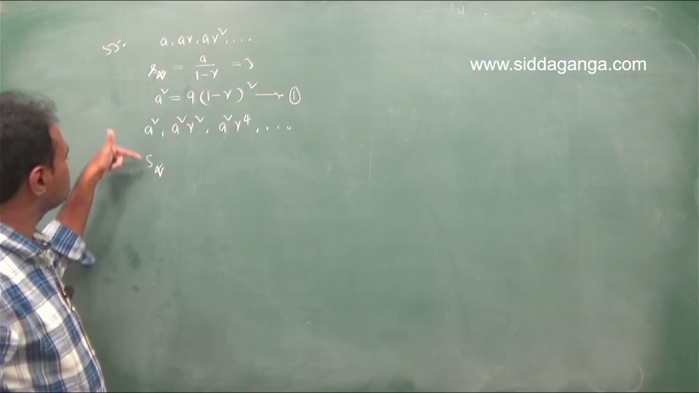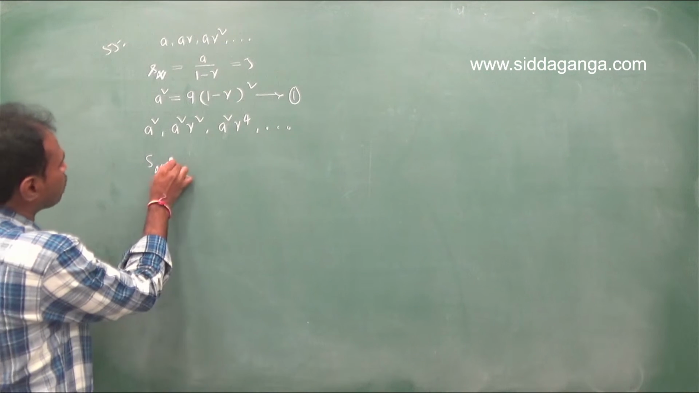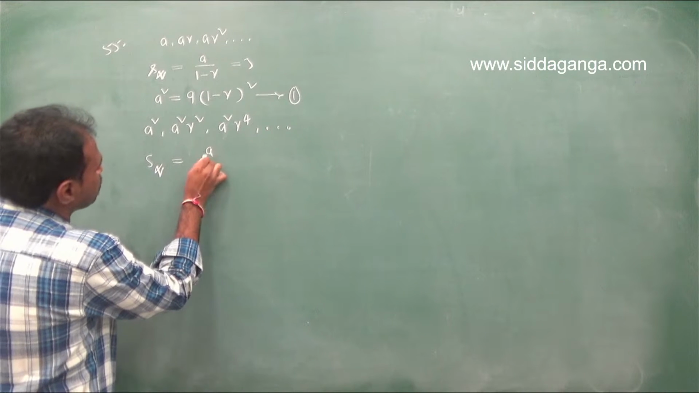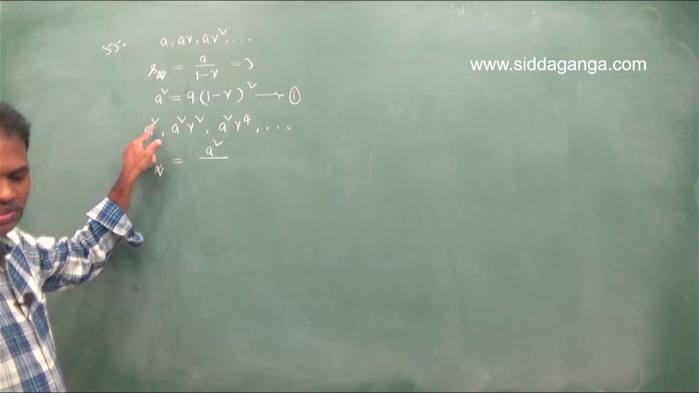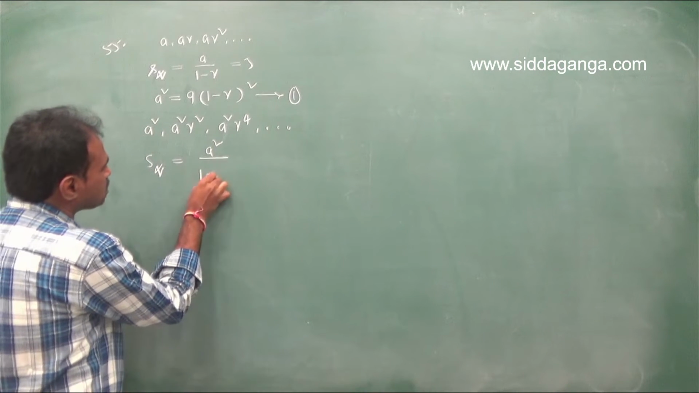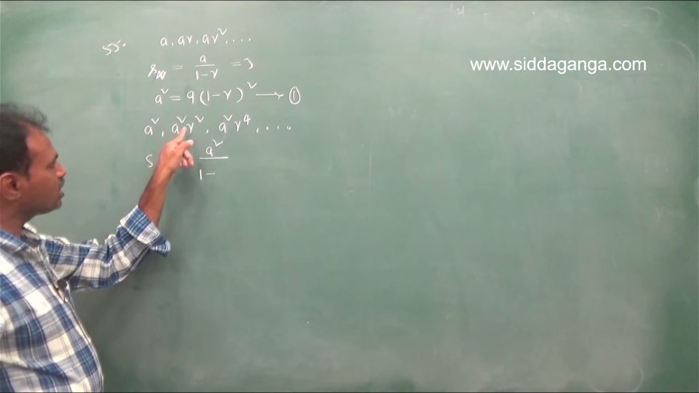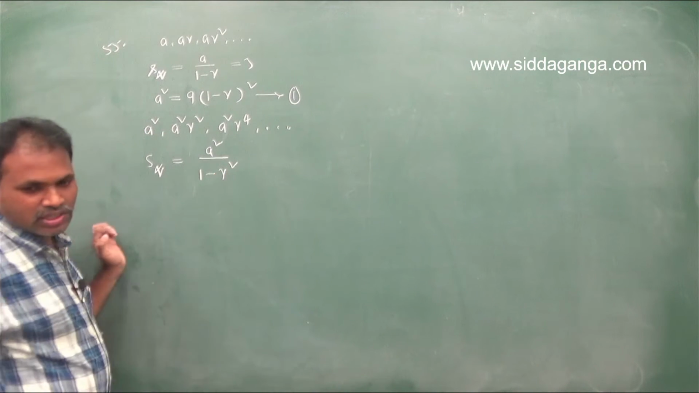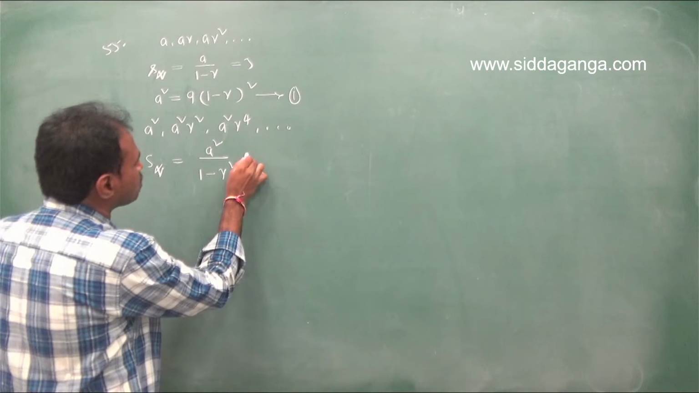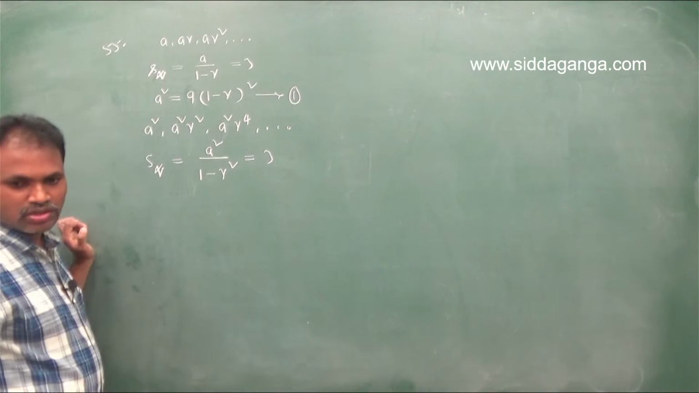Here small s and here capital S equal to A by 1 minus R. Here also the first term is A square, so the sum is A square by 1 minus R square, because the R value is A square R square by A square, which means R square. Here R square is the common ratio. It is also 3, given.